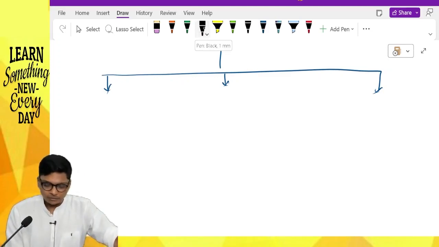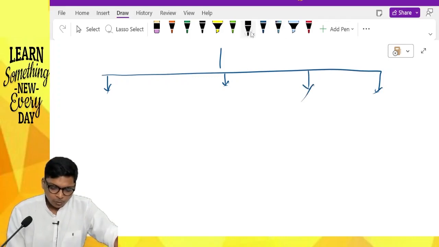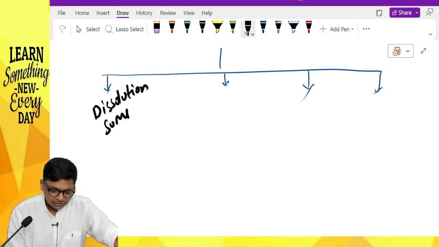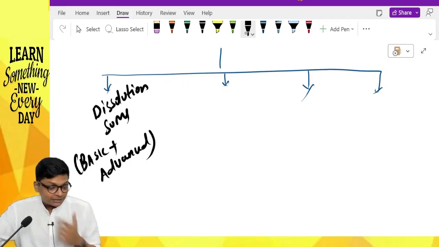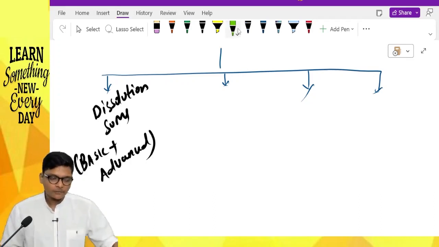Leftmost extreme bucket, or let me actually split it into 4, guys. Sorry, make it 4. Leftmost extreme, dissolution sums, basic plus advanced.